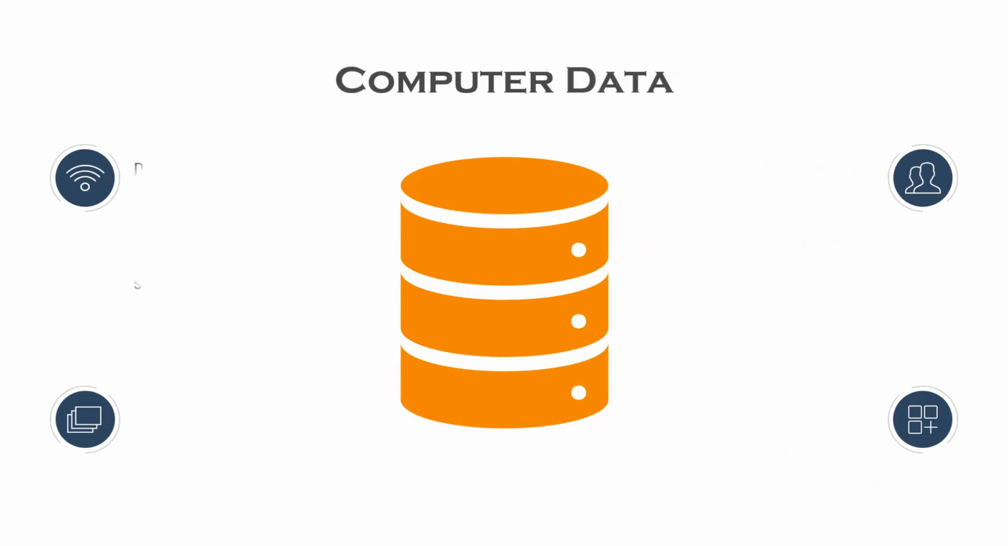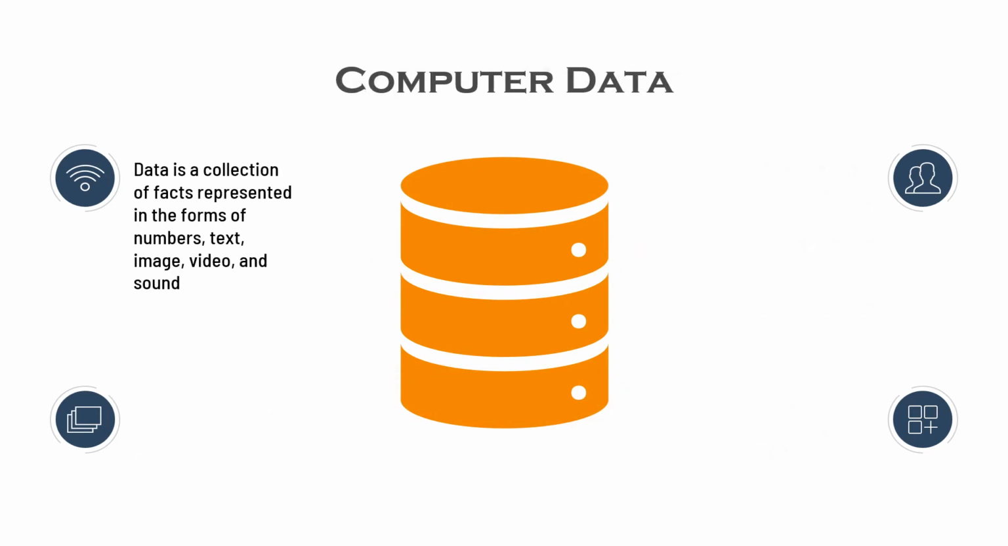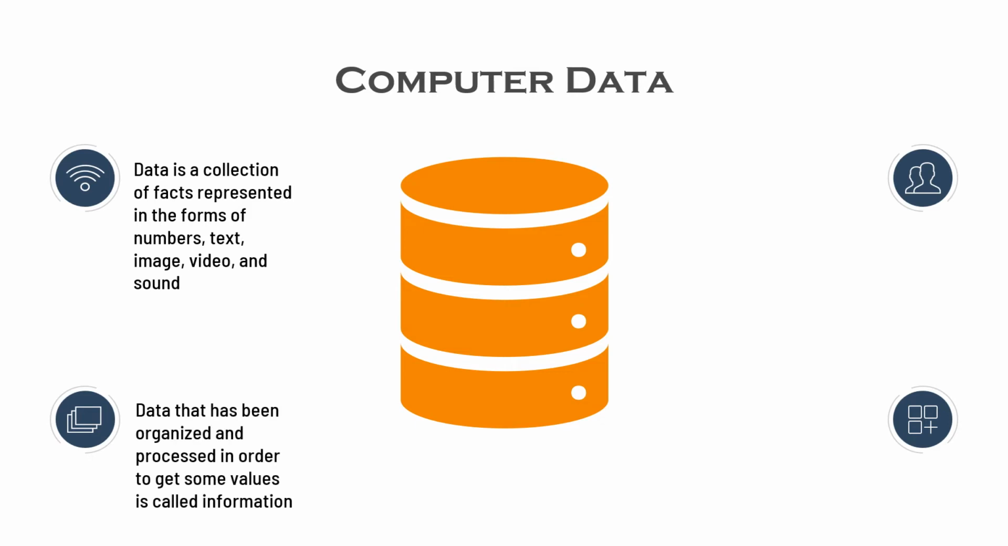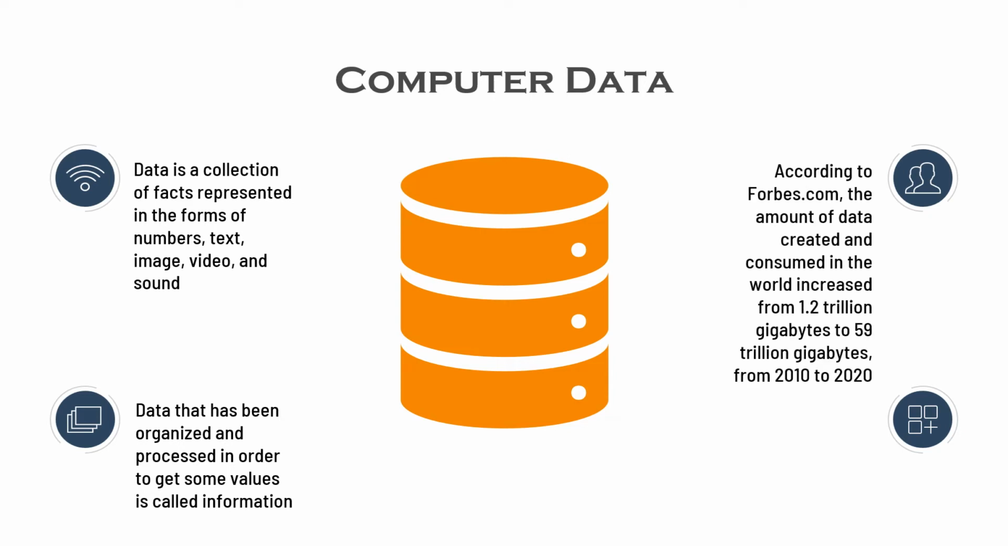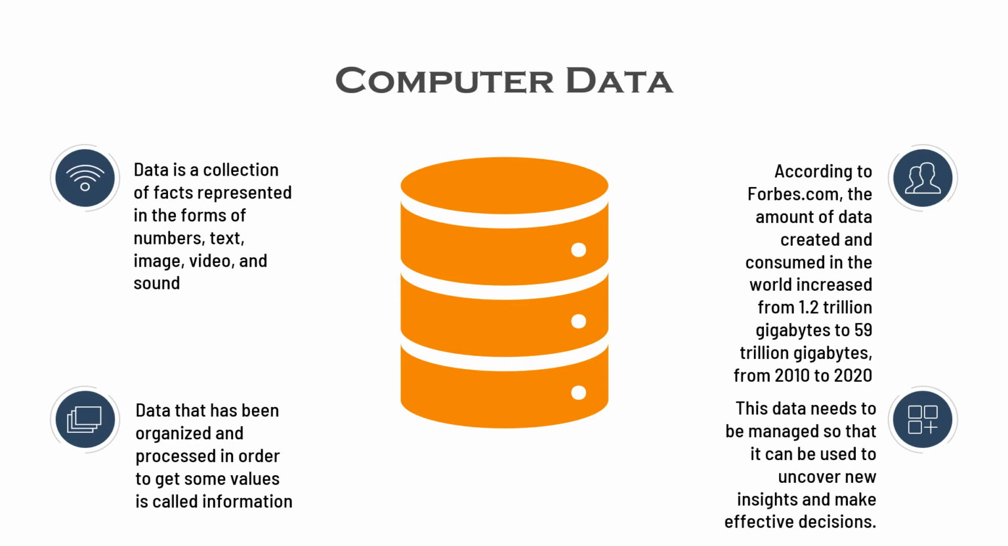Finally, the computer data. Data is a collection of facts represented in the form of numbers, text, image, video, and sound. Data that has been organized and processed in order to get some value is called information. According to Forbes.com, the amount of data created and consumed in the world increased from 1.2 trillion gigabytes to 59 trillion gigabytes from 2010 to 2020. This data needs to be managed so that it can be used to uncover new insights and make effective decisions.